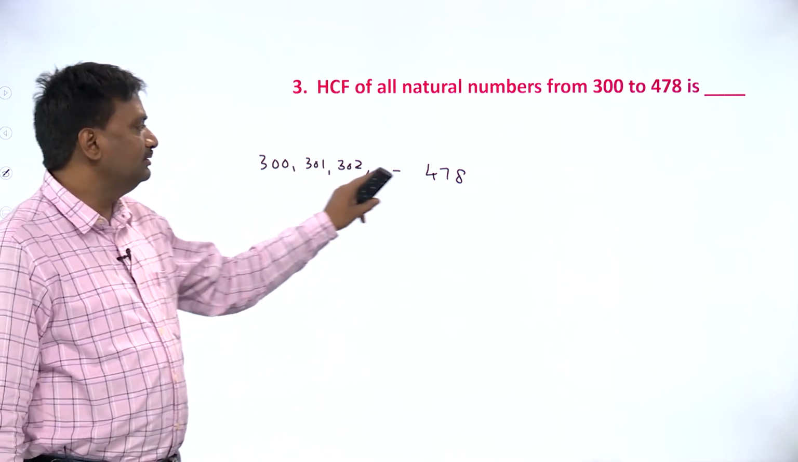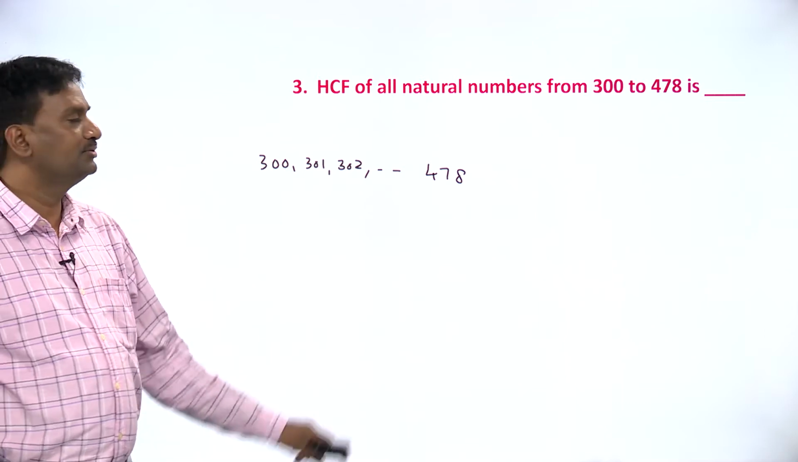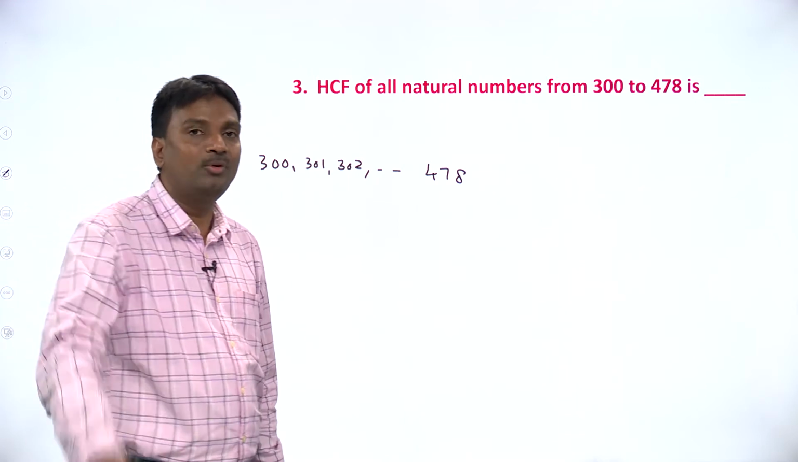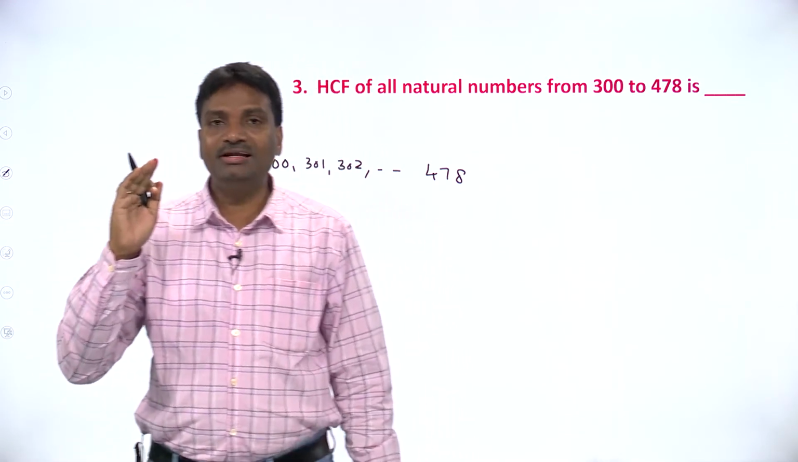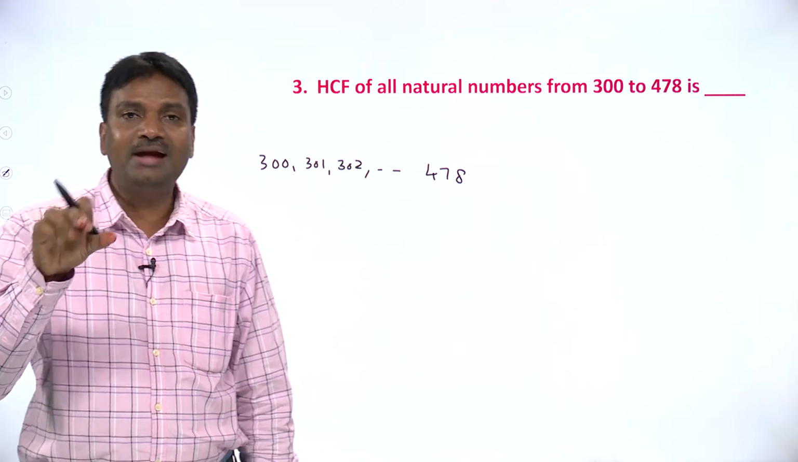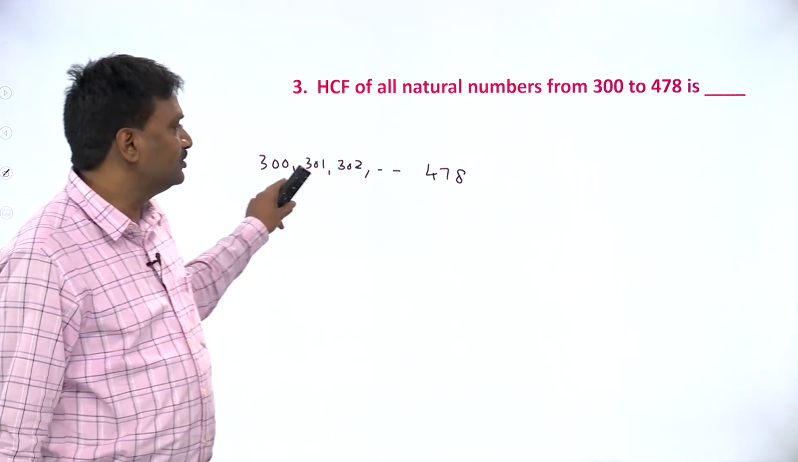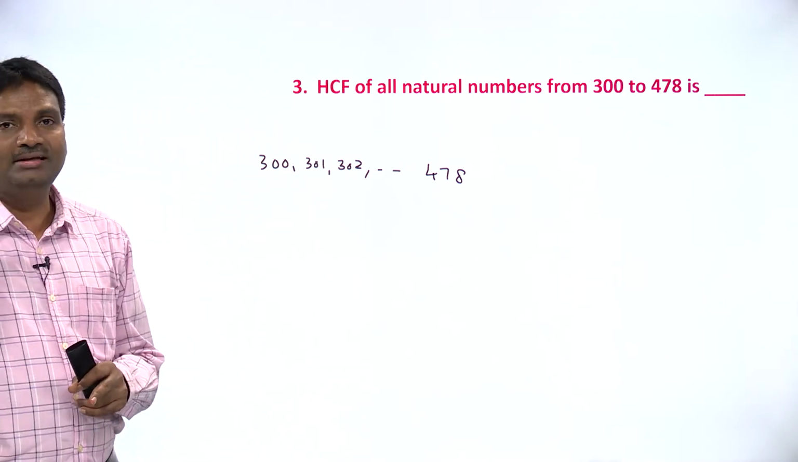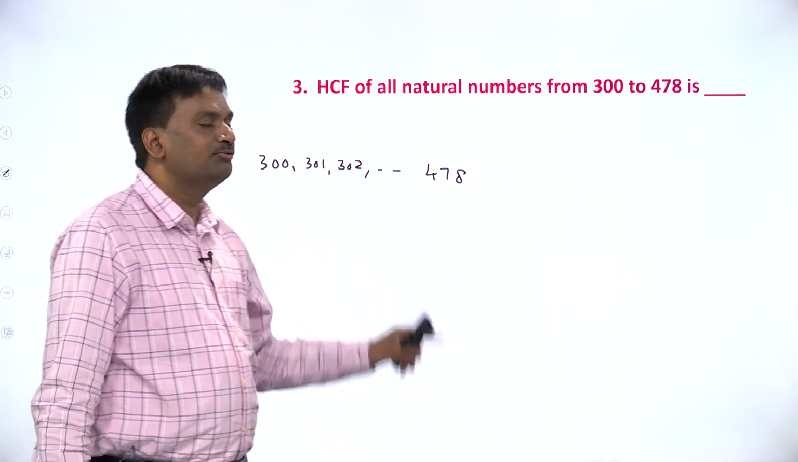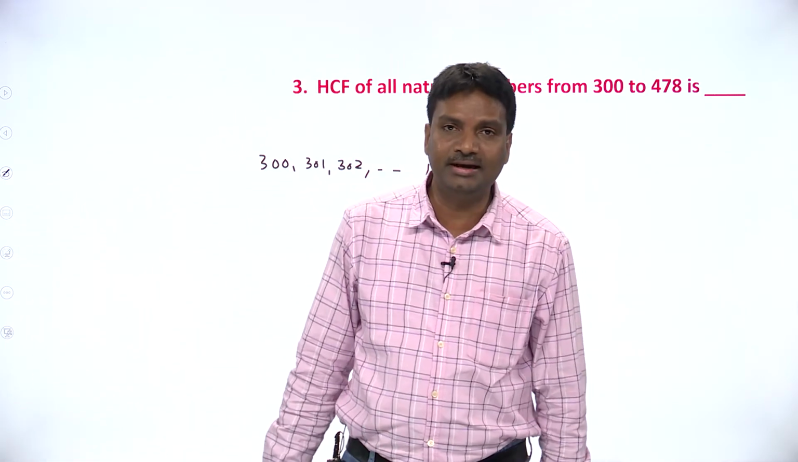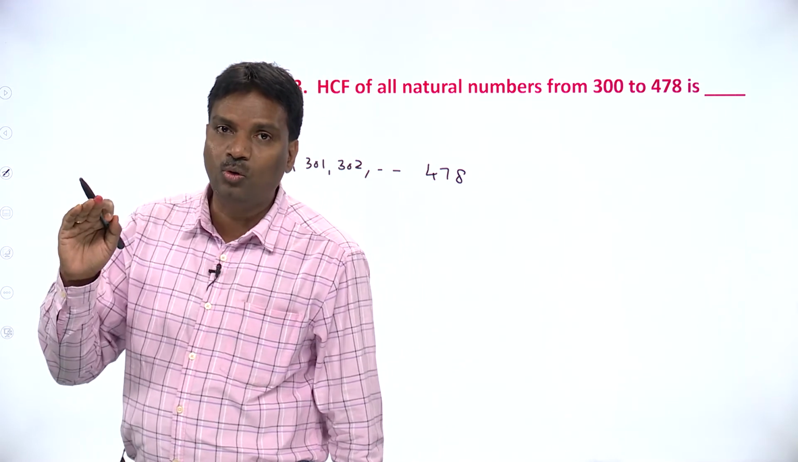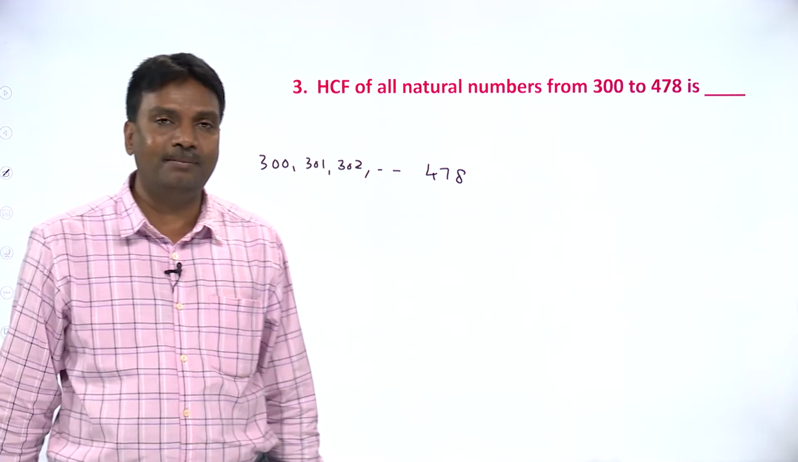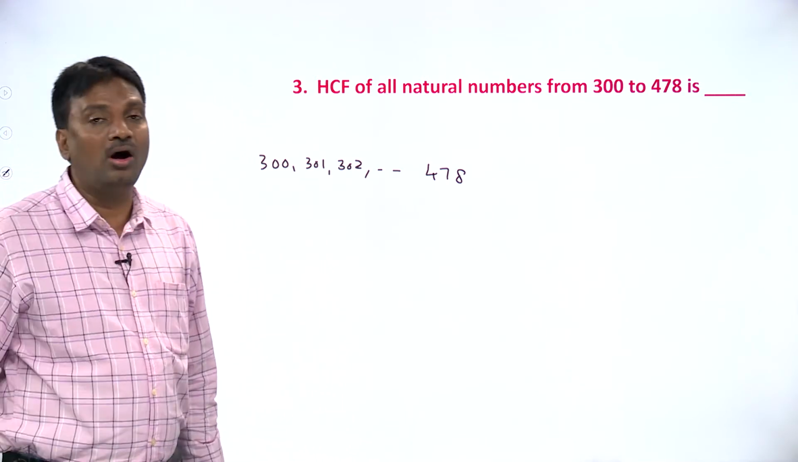So, out of all these numbers, some may be prime integers and some may be composite numbers. But for prime integers, we know the factors are 1 and the number itself only. 1 is a common factor for all the numbers from 300 to 478. If the given number contains more than 2 factors, other than 1 and the number itself, then that is known as a composite number.